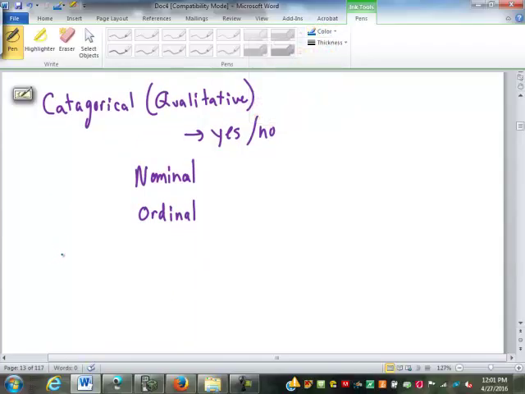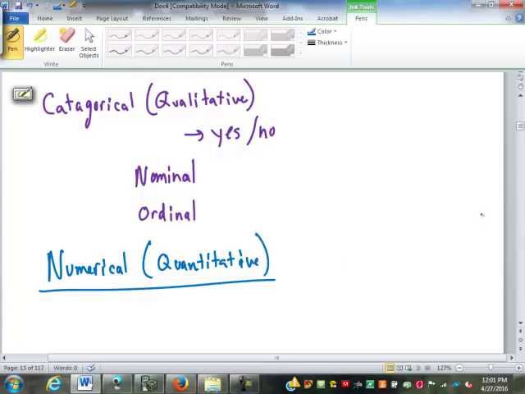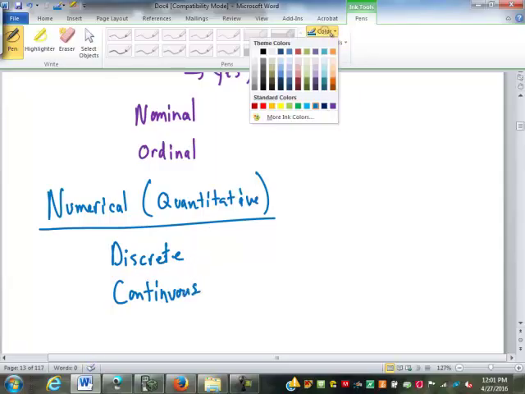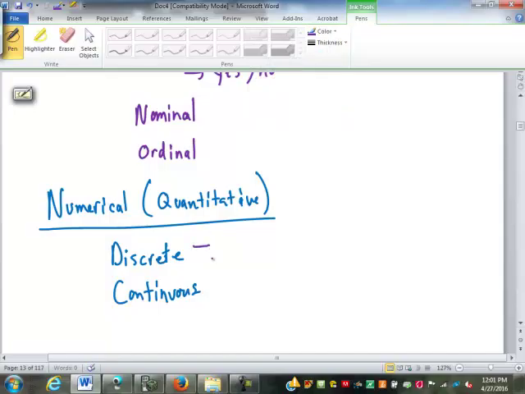Next, we're going to talk about numerical data. Numerical, sometimes called quantitative because it's a quantity. So with numerical data, the answer to that random variable is a number. And that number can be one of two things. It can be discrete, or it can be continuous. Now, there's a lot of different definitions for discrete and continuous.